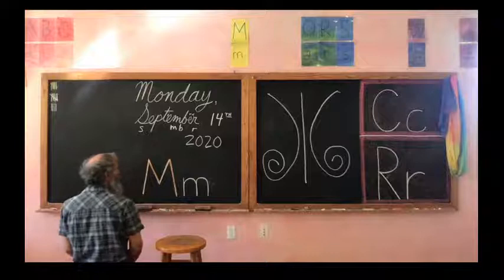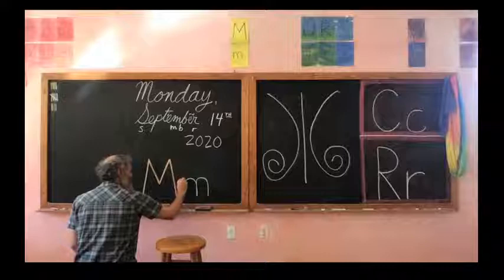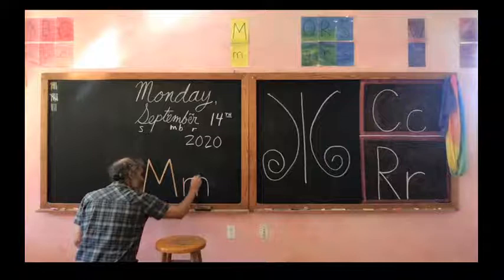M, again with the orange, starting here, going down and bounce. Down and bounce, and all the way down again.